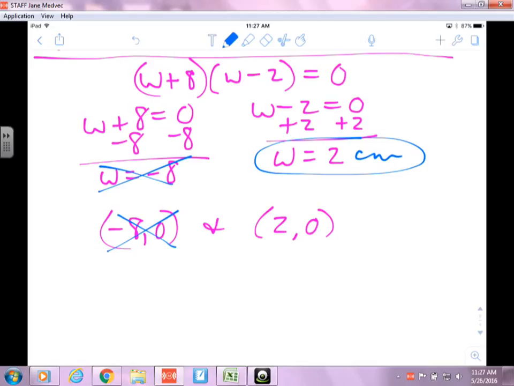Questions? Something you don't understand? Something you would like me to go over again before we're done? A lot of kids like factoring, but they forget about it. You see this again in Algebra 2 a lot, okay?